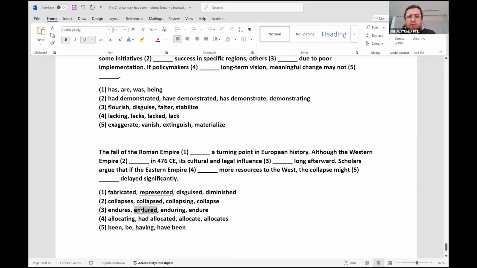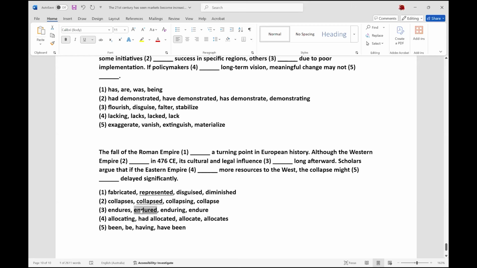What about cultural and legal? It is plural, two terms, so we will have to use the plural, whether we are talking in the present or the past. So we are talking in the past tense still. So it will be endured. In the present tense we have to use endure only, without s.